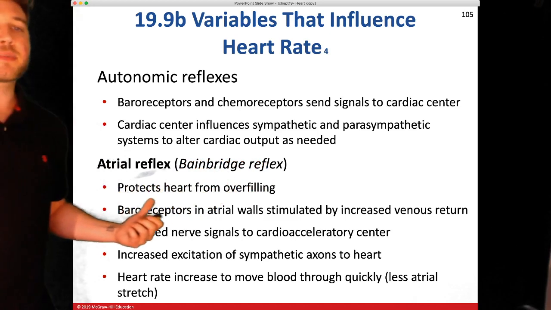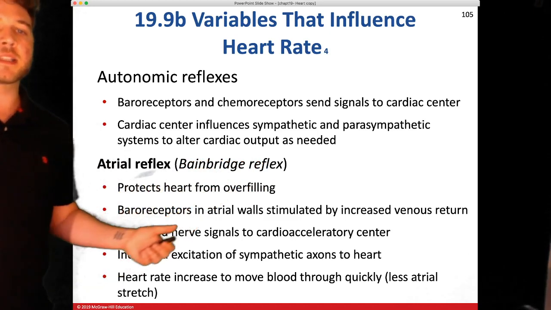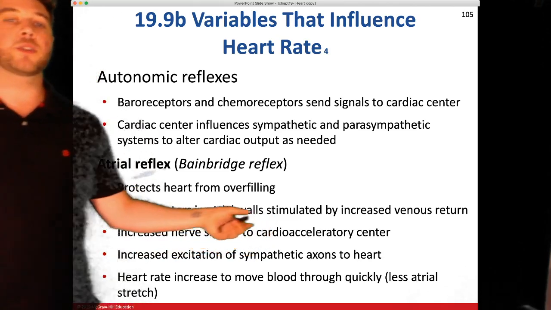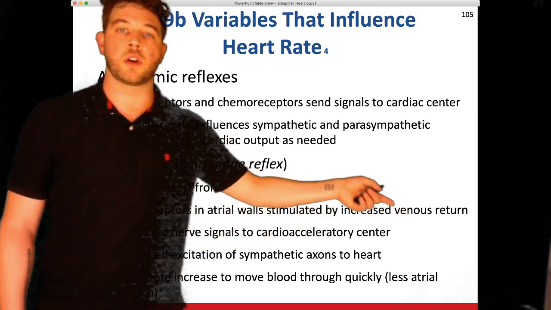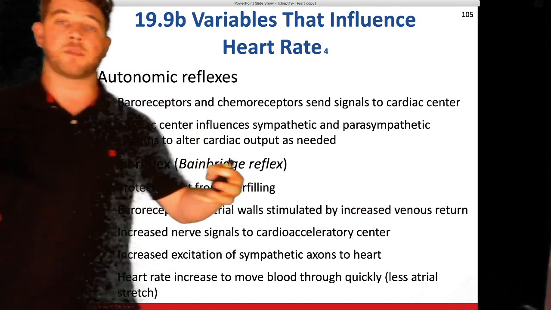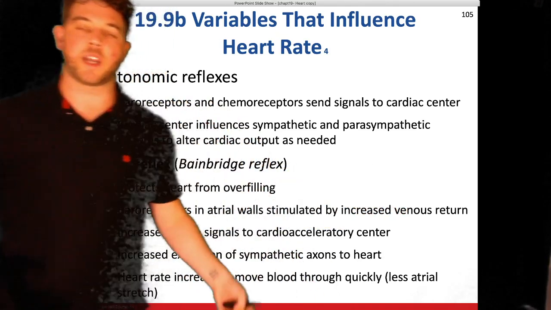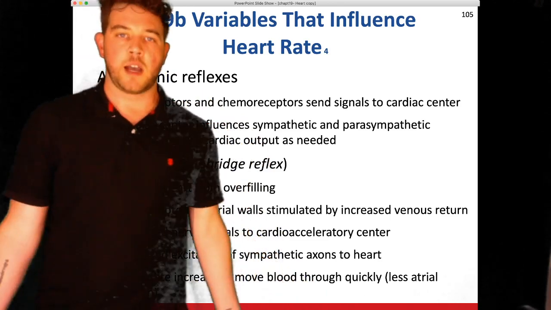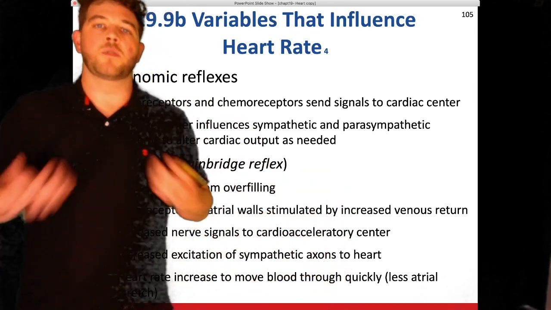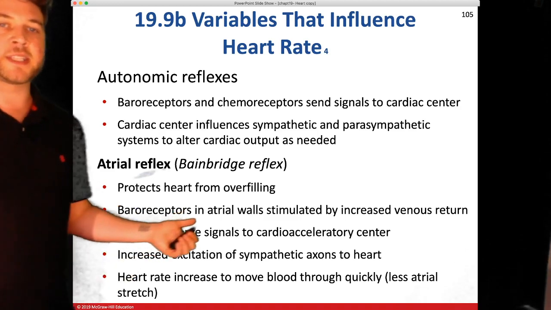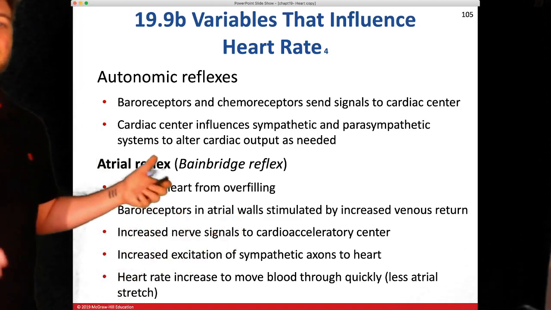The atrial reflex protects the heart from overfilling. It is done by baroreceptors in the atrial walls, stimulated by increased venous return. So increased return of blood from your veins. The veins are reservoirs of our body. So once blood starts to come back from there, if you've been resting for a long time, if you've been on an international flight, you'll have all of this return to your heart. And the baroreceptors, the stretch receptors in the atrial wall, will recognize that extra stretch.